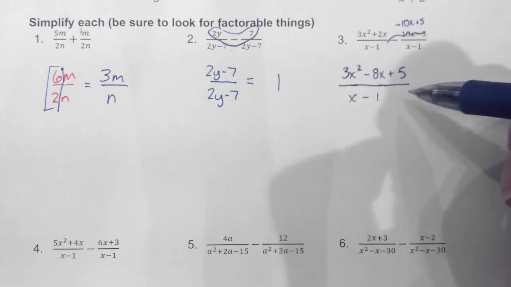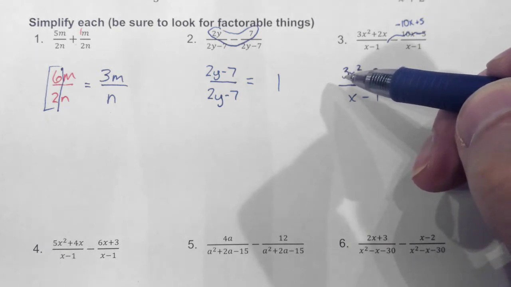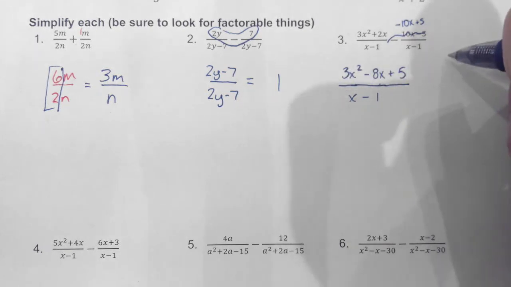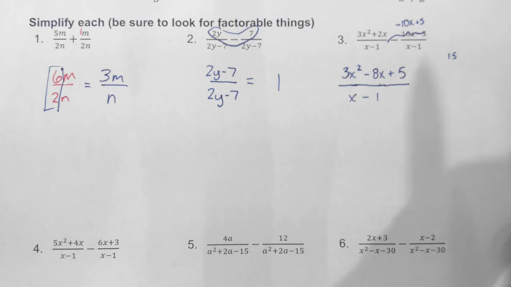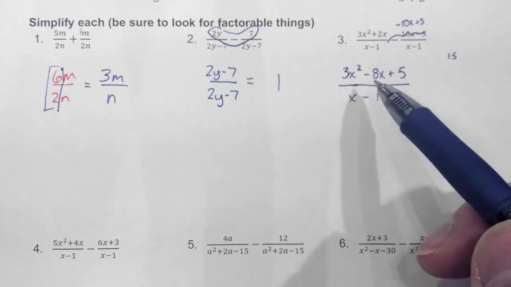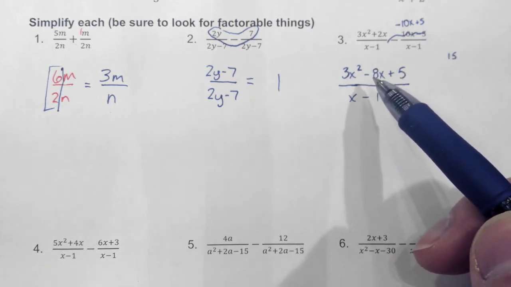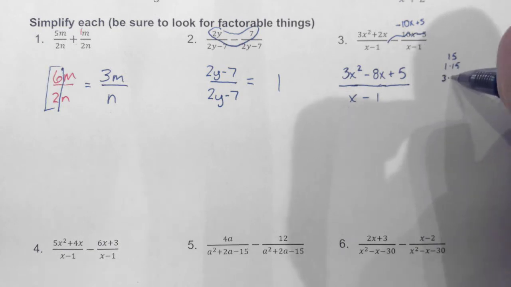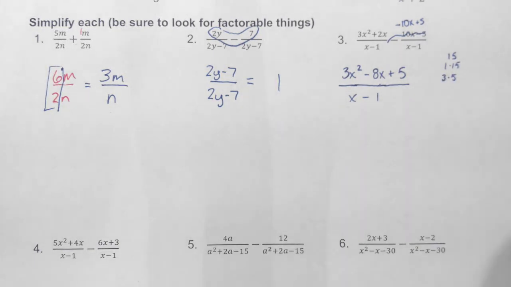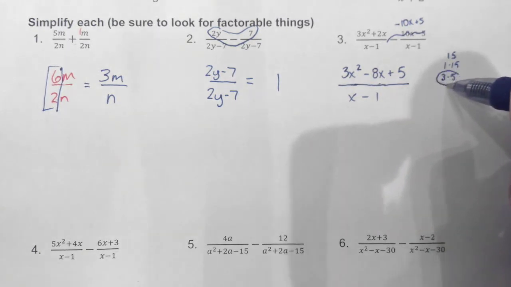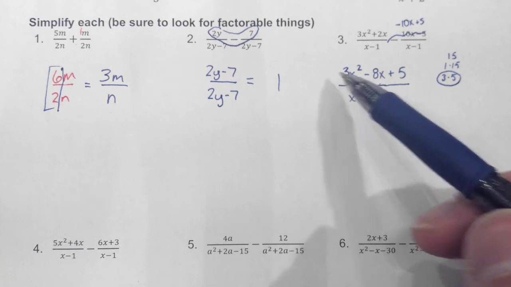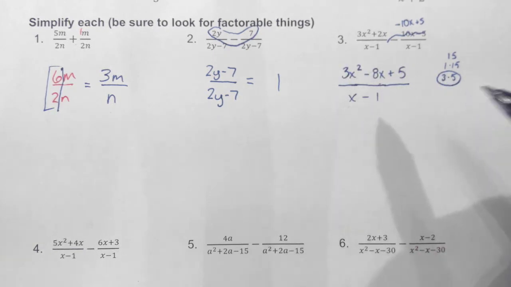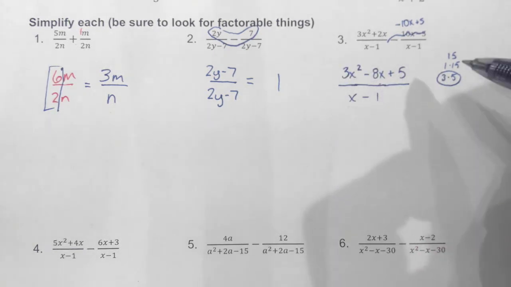So this is one of those magic number cases where I've got to look, what's 3 times 5? 15. So 15 is my magic number. Are there factors of 15 that add to 8? So it's either 1 times 15 or 3 times 5 for my factors of 15. And clearly, 3 and 5 add to 8. So that means this is going to factor, so it might reduce.